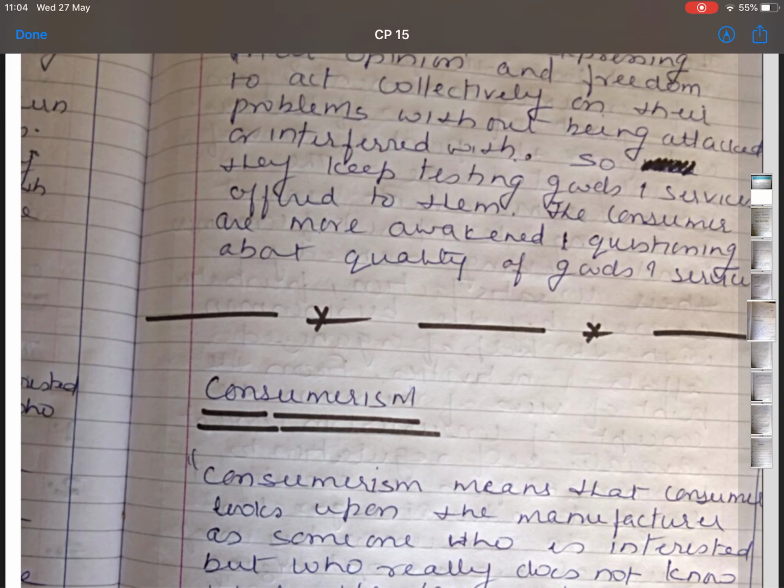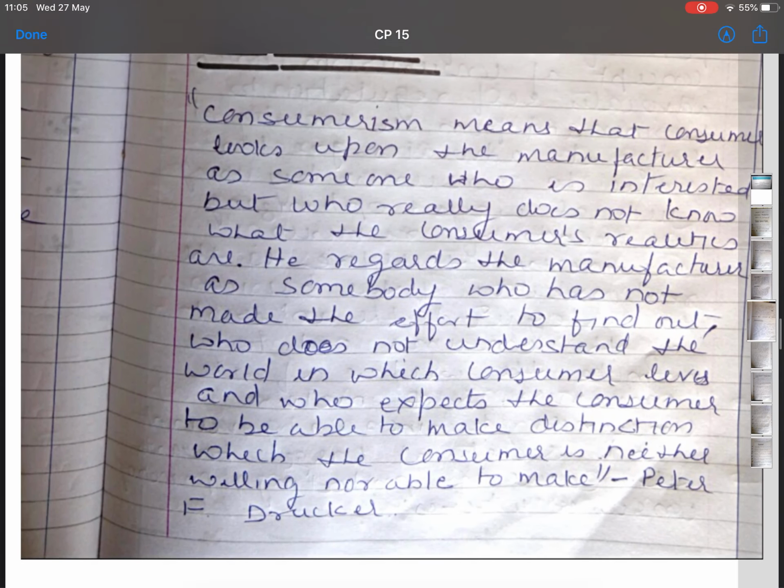Now, the concept of consumerism. In the words of Peter F. Drucker, consumerism means that the consumer looks upon the manufacturer as someone who's interested but who really doesn't know what the consumer realities are. He regards the manufacturer as somebody who hasn't made the effort to find out, who doesn't understand the world in which the consumer lives, and who expects the consumer to be able to make distinctions which the consumer is neither willing nor able to make.